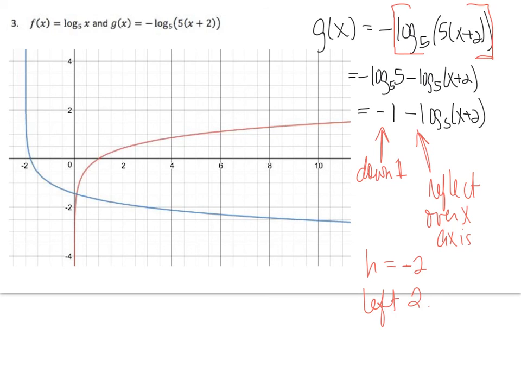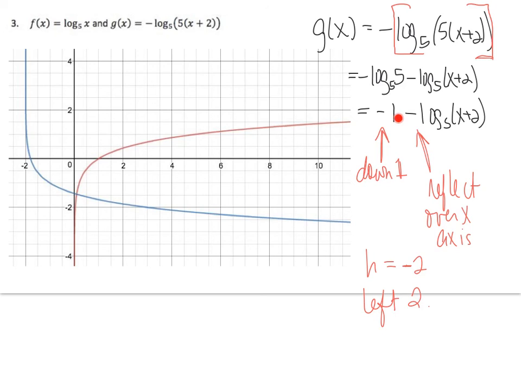Alright, this one took some manipulation. First of all, this is negative. I bracketed it because I need to split up this log a little bit, and I didn't want to lose this negative. I need to distribute a negative inside the parentheses. Then I realized that 5 times the quantity x plus 2 I can split up. So I took down my parentheses and I have negative log base 5 of 5 minus log base 5 of x plus 2. Log base 5 of 5 is 1, and then I have minus log base 5 of x plus 2.